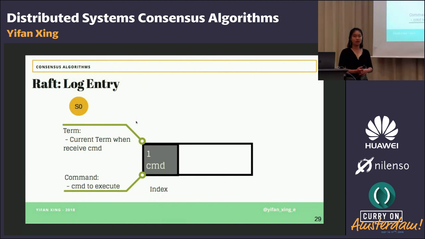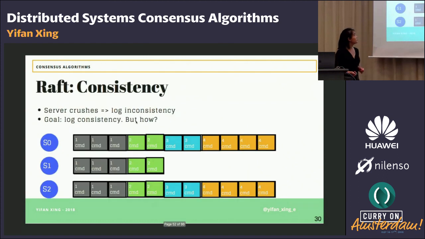So what does a log entry look like? It basically has three important things that we all have to know for each log entry. We need to know the current term in which the command was received. Remember, we have this term number that keeps track of the election terms. We also need the command that the client gave us during that time, and also the index of that log. We need to use them later in the examples.